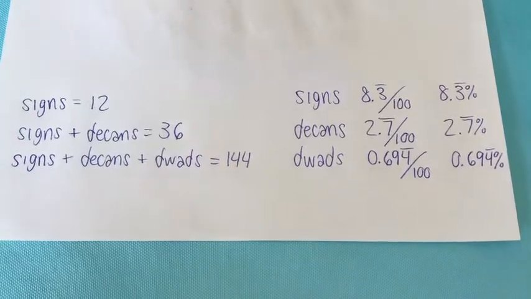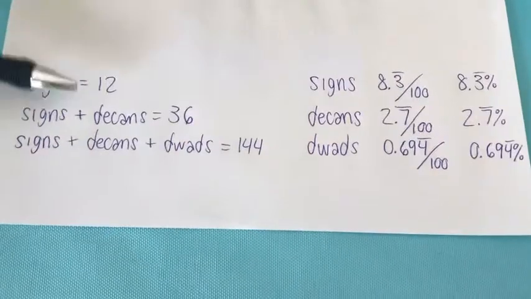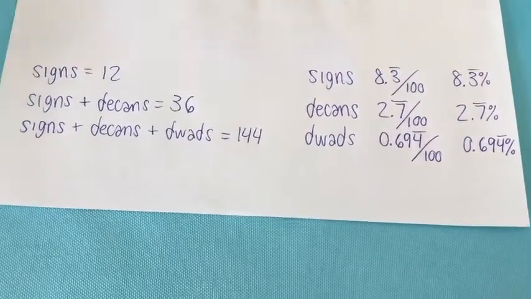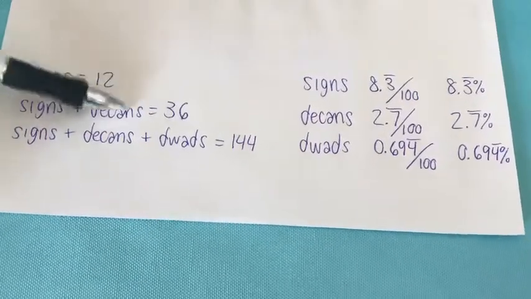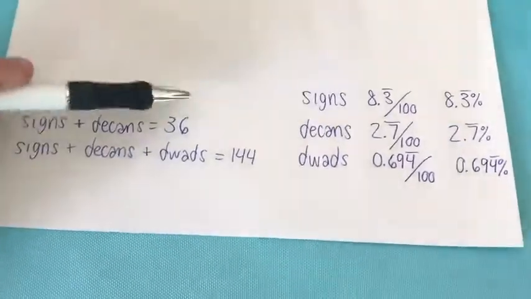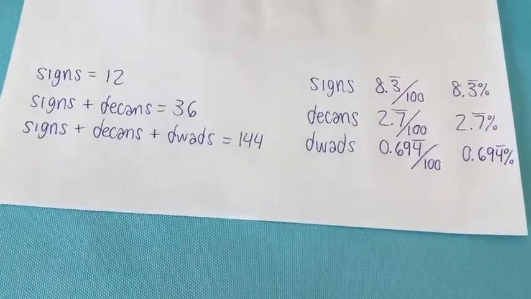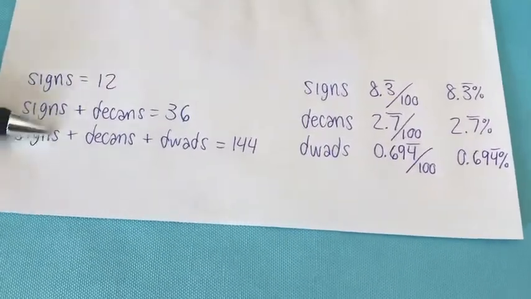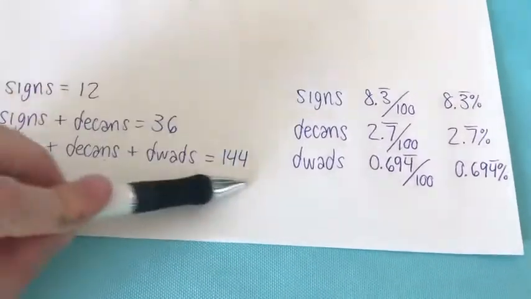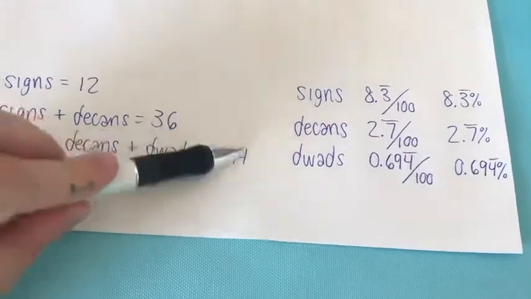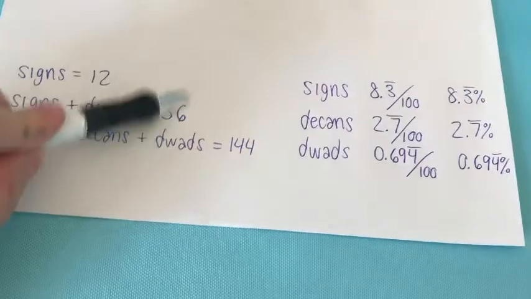What's so great about decans and dwads, and what the heck are they? Well, there's 12 zodiac signs. If you do the zodiac signs as well as incorporate decans, there's 36 possible sign combinations that you could be. And then if you do zodiac signs plus the decans plus the dwads, there's 144 different combinations that you could be, instead of just 36 or just 12.